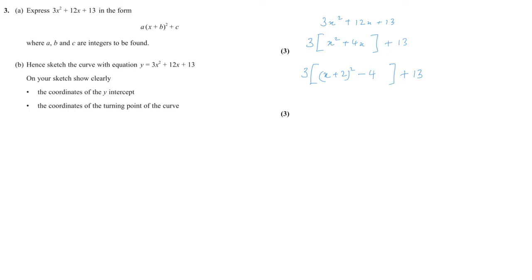Now expand my brackets, so it's 3 times x plus 2 squared minus 3 times 4, which is 12, plus 13. And then we get 3 times x plus 2 squared plus 1. So that's what I've got for part A, completing the square, where A is 3, you don't need to do this bit, B is 2, and C is 1.